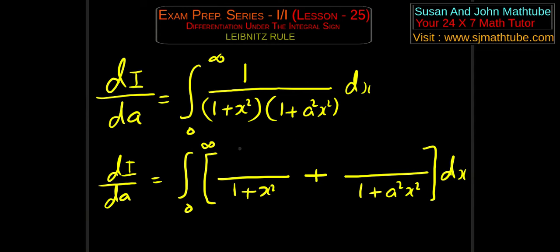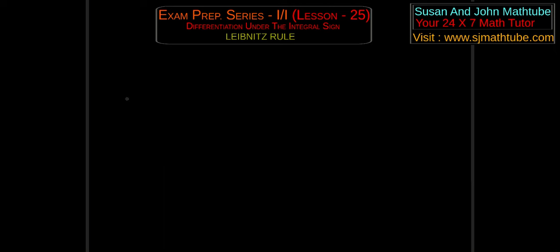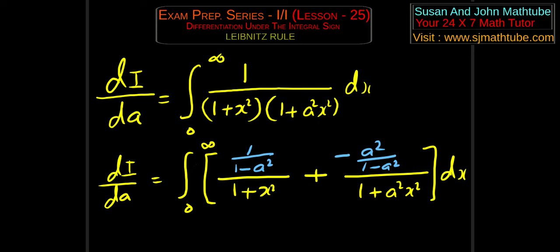So time to write 1 by 1 minus a square and minus a square by 1 minus a square. I hope you got the answer by yourself. Now let's keep the constants outside. So dI by dA is equal to, by the way, you have to write one more important point.